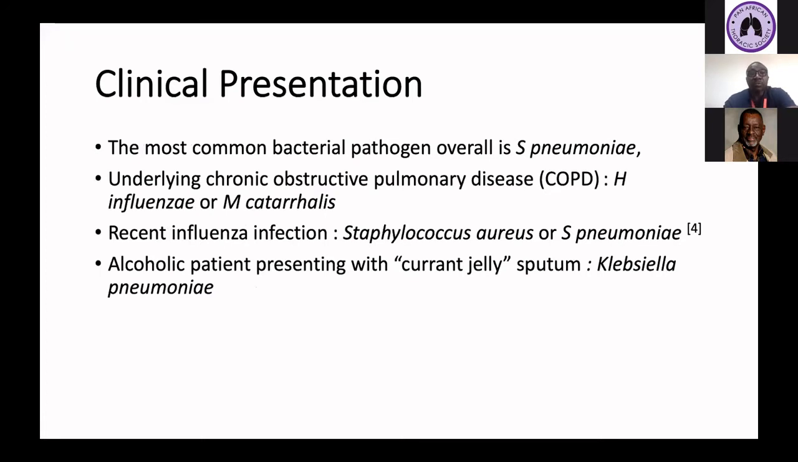The most common bacterial pathogen is Streptococcus pneumoniae, and we may see Haemophilus influenzae or Moraxella catarrhalis when you have underlying conditions like COPD. When we have a patient with a recent influenza infection, we may have other pathogens like Staphylococcus aureus or Streptococcus pneumoniae. In an alcoholic patient, pathogens like Klebsiella pneumoniae are more frequent.